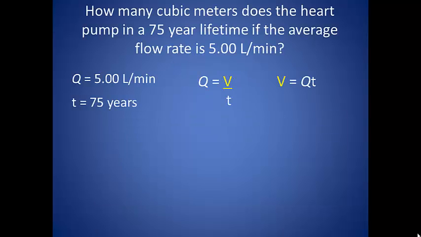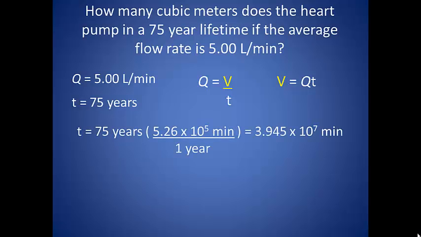So how many cubic meters does the heart pump in a 75-year lifetime if the average flow rate is 5 liters per minute? Now the units for flow rate can vary depending on what unit of volume and time you choose. In this case, it is liters per minute. Our time is given in years, so we do need to figure out how many minutes there are in 75 years. Since there are 5.26 times 10 to the 5th minutes in 1 year, taking that times 75 gives us 3.945 times 10 to the 7th minutes in a 75-year lifespan. It doesn't really seem like very many, does it?